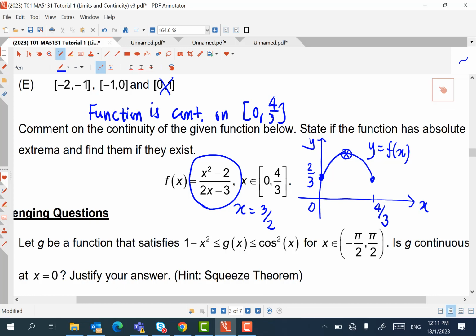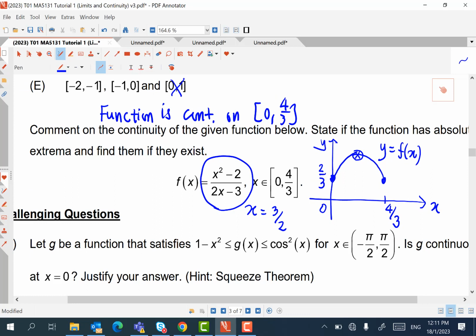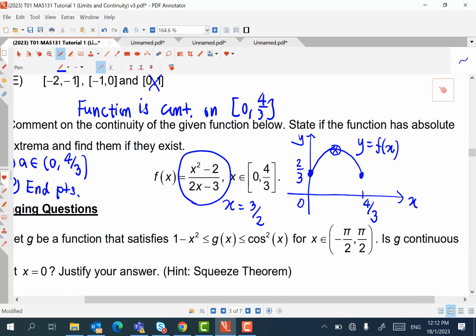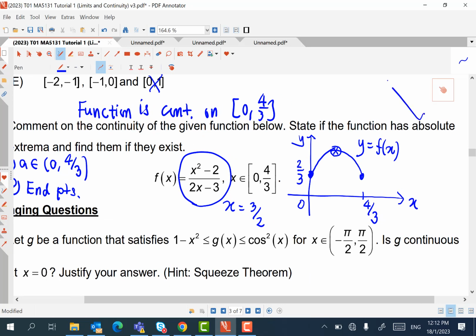If you want to do it more thoroughly, you start off this way, no? Let a be any point inside here first. And then two, you check for the endpoints. So the function is continuous on the closed interval, and so does it have absolute extrema? Yes. You need to check. Must you check the points for this question?